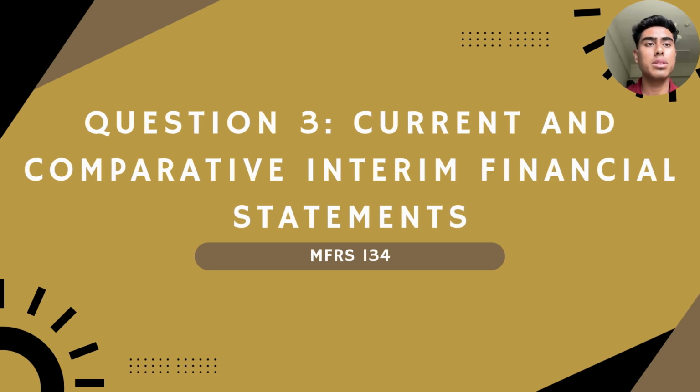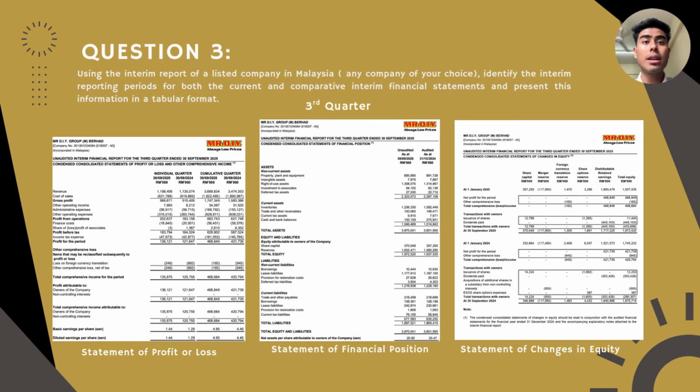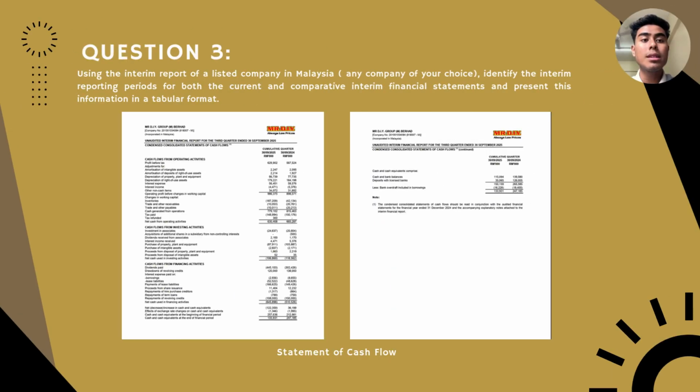Next, we're going to question 3, Current and Comparative Interim Financial Statements, MFRS 134. Today, we are looking at the interim financial performance of Mr. DIY Group Berhad, a household name and Malaysia's largest home improvement retailer. To get a full picture of Mr. DIY, we have analyzed the 4 primary financial statements included in the report, which are the Statement of Profit or Loss, Statement of Financial Position, Statement of Changes in Equity, and Statement of Cash Flow.